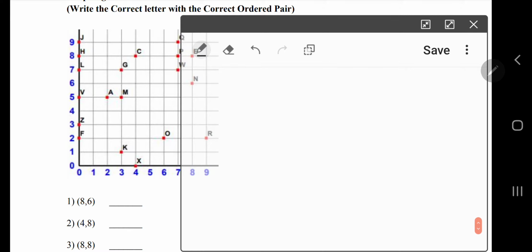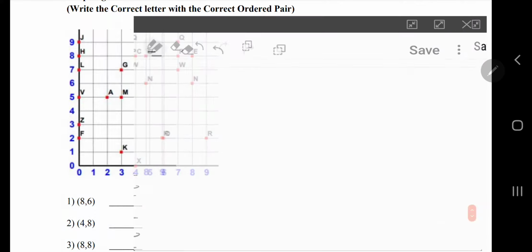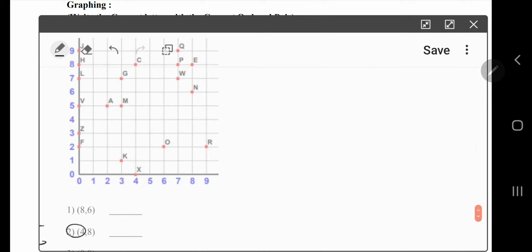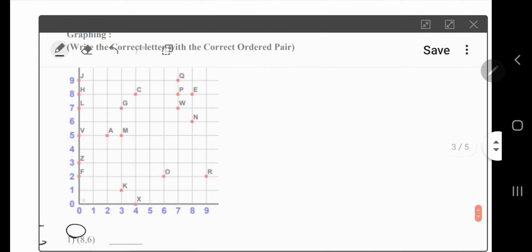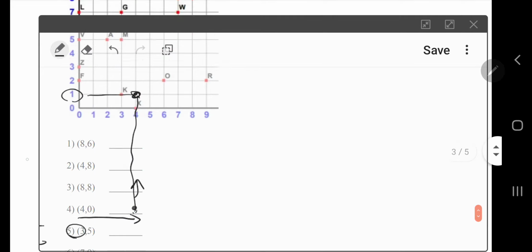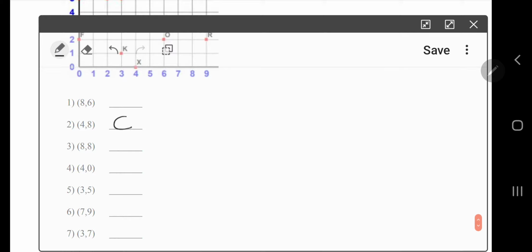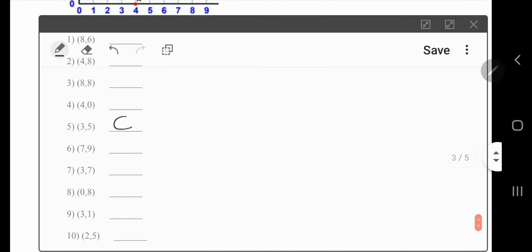So let's try to do 4, 8. So number 2 over here. So 4 to the right, which is here, comma 8. So you have to go 8 up, which would be over here. Now once you find it, it would be C. So number 2 would be C. Pretty sure you guys get the gist of it.